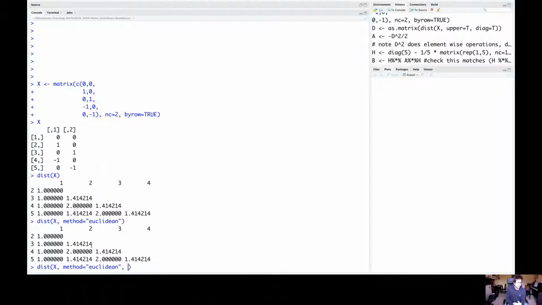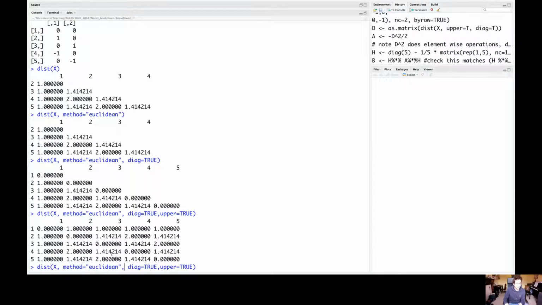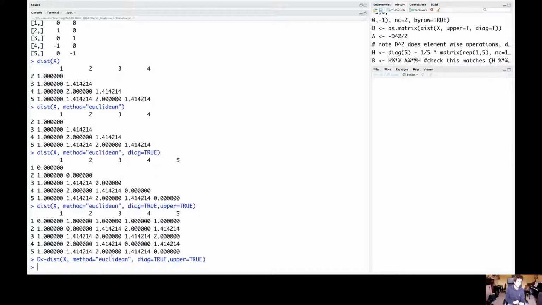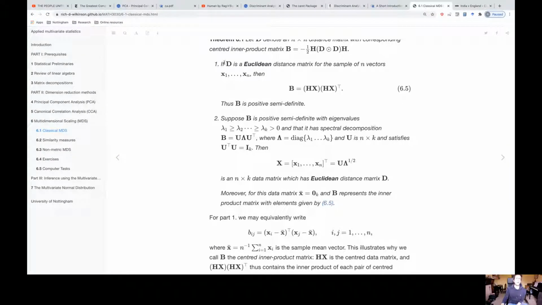Now, sometimes we're going to want the full matrix here, so we can do that by adding diag equals true. Okay, so that gives us zeros in the diagonal, and then we can put upper equals true to get the full matrix here. So let's call that our distance matrix D. So the first part of the theorem we had before was saying that if D is a Euclidean distance matrix, which we know it is because we've created it, okay, then the centered inner product matrix B here can be computed more easily in this way. Okay. And thus B is positive semi-definite. So let's have a look at that.